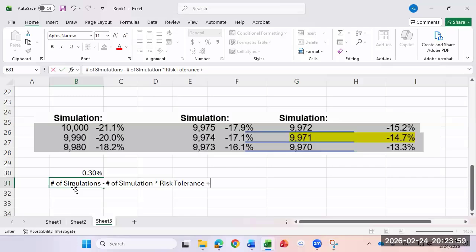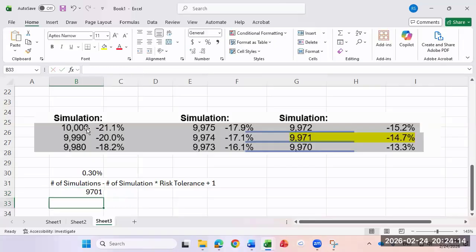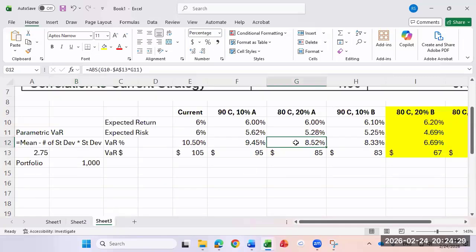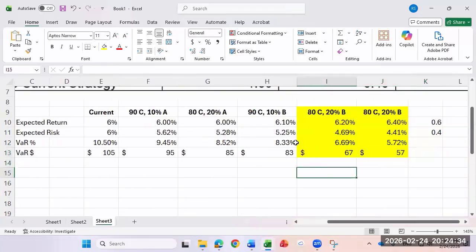Becomes plus 1, right? So here, how many simulations do we have? 10,000 minus 10,000 times 0.003. Why plus 1? Because we have to count number 10,000. So our simulated value at risk is simulation 9971. What was his VAR by himself?